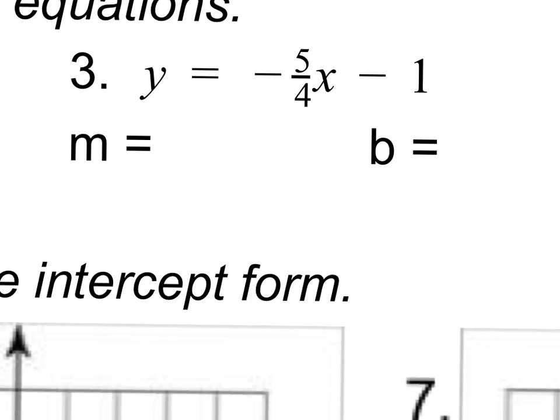Number 3, I would like for you to try this one somewhat on your own. First off, what is your y-intercept? Your y-intercept should be negative 1. What is your slope? Your slope is negative 5/4. Please do not write down x. X is not part of your slope.